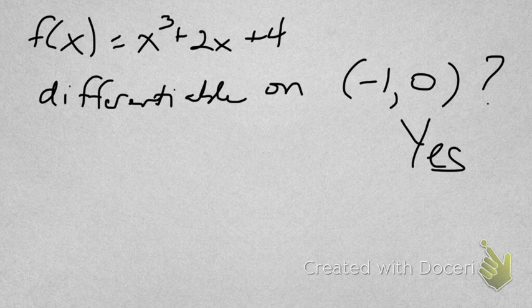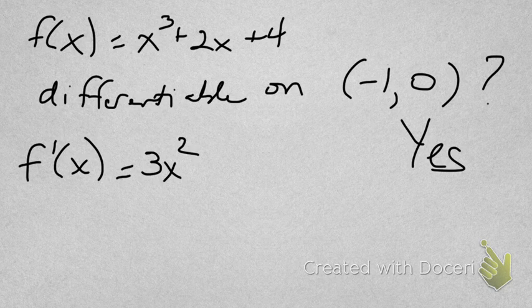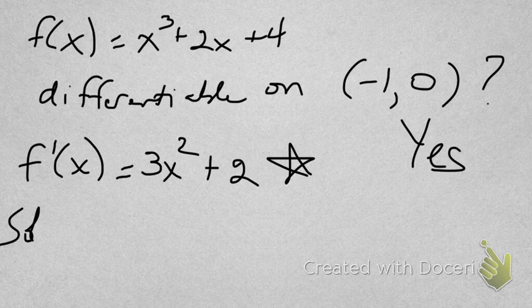Okay, so let's take it a step further. Now that we know that, let's find the derivative. The derivative of x cubed is 3x squared. The derivative of 2x is just 2. The derivative of 4 is 0. We don't write that. So I've got the derivative. The next thing we need to find is the slope.